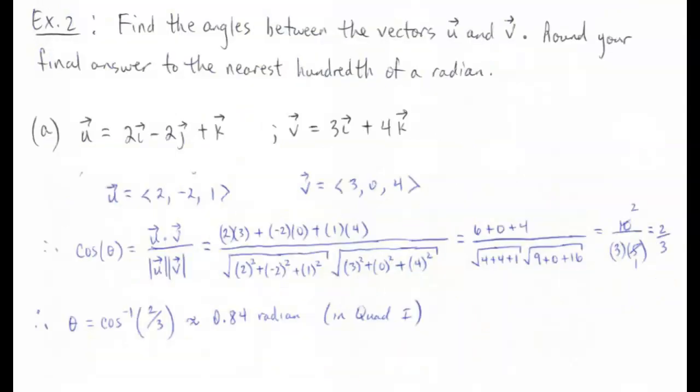Okay, so for our second example, we're given a vector u and a vector v, and we just want to find the angle in between each vector. Angle in between the two vectors.